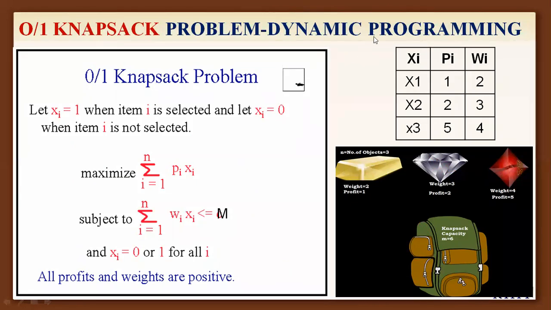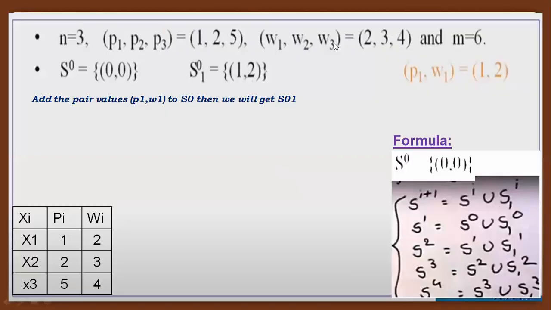Now I am moving to another slide. Here, the n value is given, the total number of objects in the given problem. Three objects are given, namely x1, x2, x3, and the profits of all three items are given as P1, P2, P3, and the weights of all three objects are given as W1, W2, W3, and M is the capacity of the knapsack. The maximum capacity of the knapsack is 6.